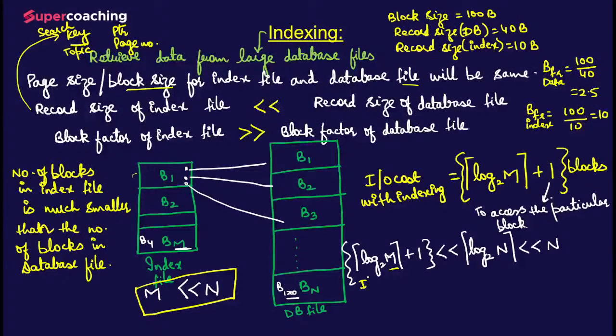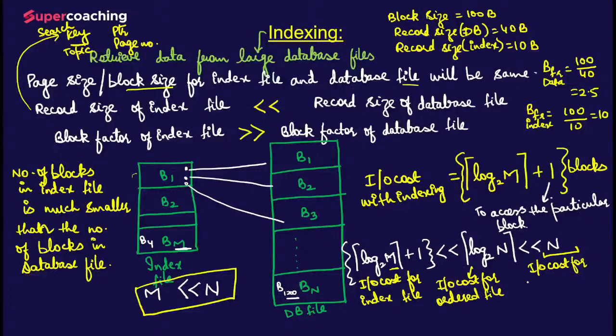So this is the IO cost for index file, and here we have the IO cost for ordered file, and this is the IO cost for unordered file. Make sense?